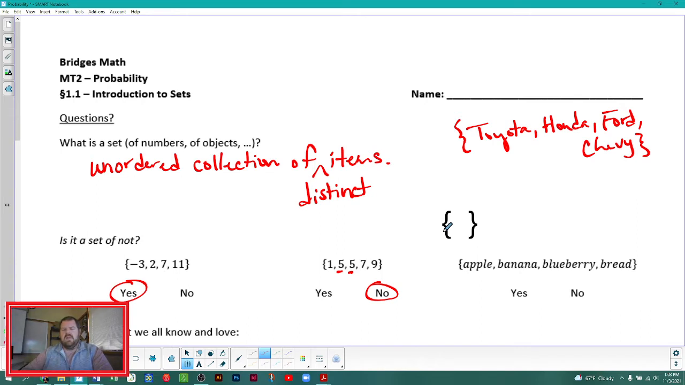The last one, apple, banana, blueberry, bread. They're not necessarily connected at all. I mean, yeah, they're all food, but I've got a couple of fruits, I got a grain. None of that matters. Nothing is repeated. It's a collection of items, so it is a set.